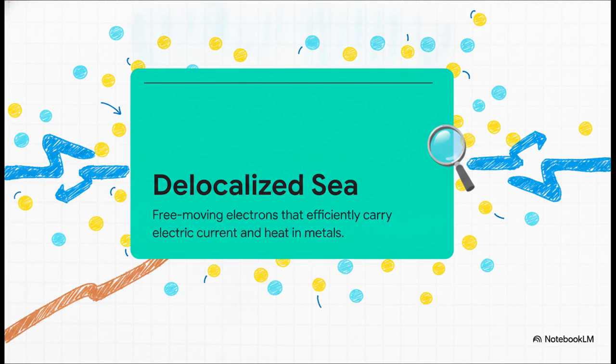Remember our hook question about the copper wire? Because this sea of delocalized electrons is already incredibly mobile, when you introduce an electric current or heat, those free electrons act like a high-speed transit system. You can literally see the flow vectors carrying that energy right from one end of the metal to the other. That precise mobility is exactly why metals conduct electricity so brilliantly.